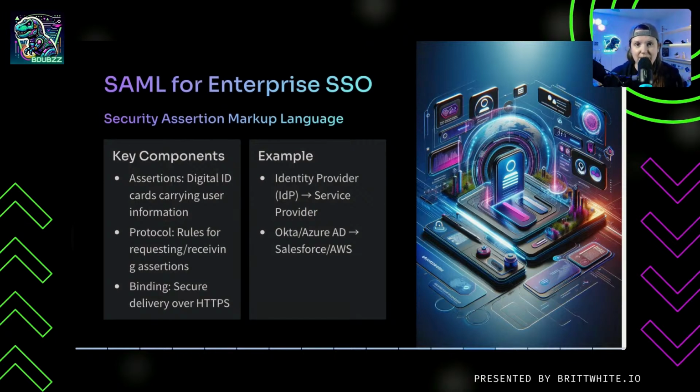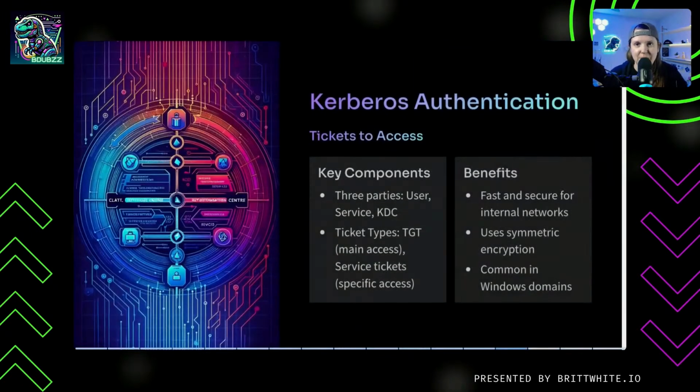Finally, we have binding. This is the secure delivery system. It ensures all these messages travel safely over HTTPS, like using an armored car to transport those digital ID cards. SAML uses XML to pass these assertions back and forth, and it's super secure, which is why it's a go-to in corporate settings.